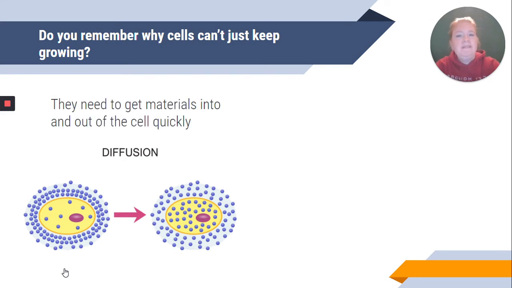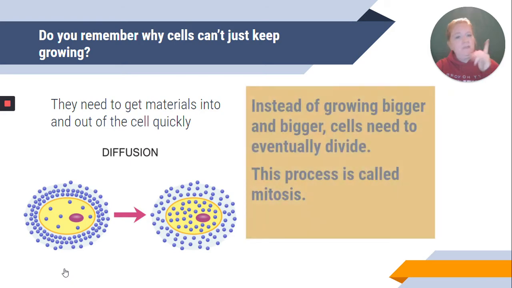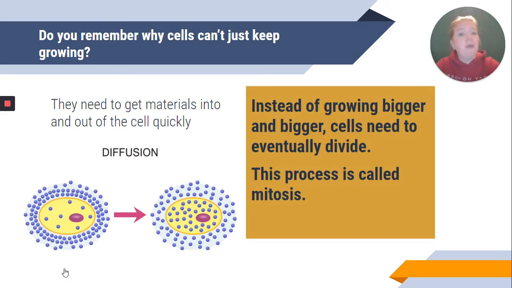Why? Because cells need to get materials into and out of the cells quickly. Nutrients in, waste out. And if the cell were too big, it would take too long for diffusion to get those things in and out of the cell. So instead of getting bigger and bigger forever, cells will eventually need to divide. They're going to get either a signal from inside or a signal from outside that tells them it's time to divide. And then the division of the nucleus happens in a process called mitosis. That's our focus for today.